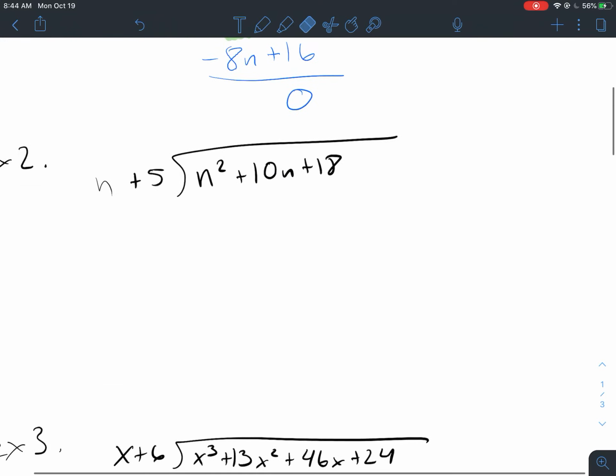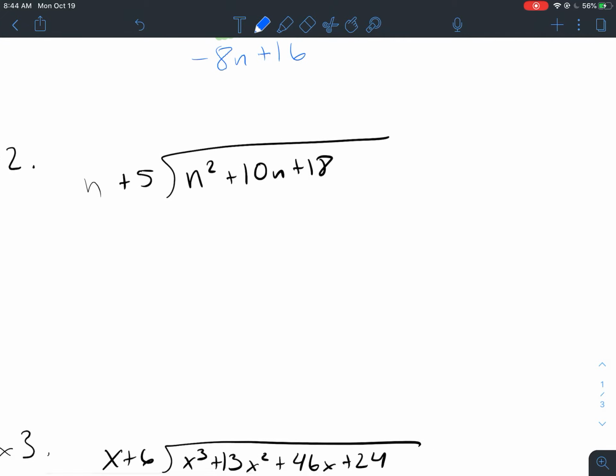All right, let's go ahead and try the next one. We take this first term and divide it by this term. So n squared divided by n gives me just an n, so I'm going to put an n there. Then I multiply the n I just put up top with this binomial, so I end up with n squared plus 5n.